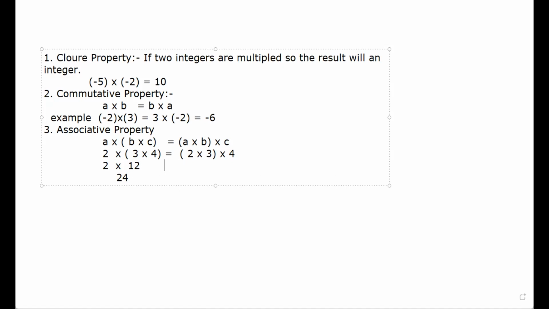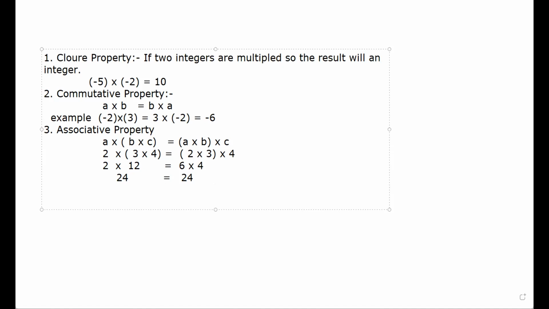once we multiply in the right hand side, you can see that 2 into 3 is multiplied first, because the bracket is given to 2 into 3. 2 into 3 will become 6, and then after that we will multiply by 4. After that we have to multiply 6 into 4, which will become 24, and the answer will be the same. So you can see that LHS equals RHS.